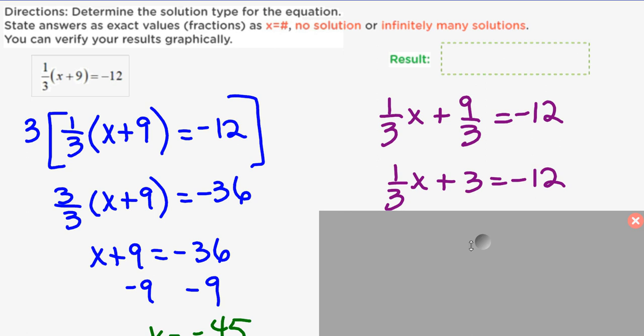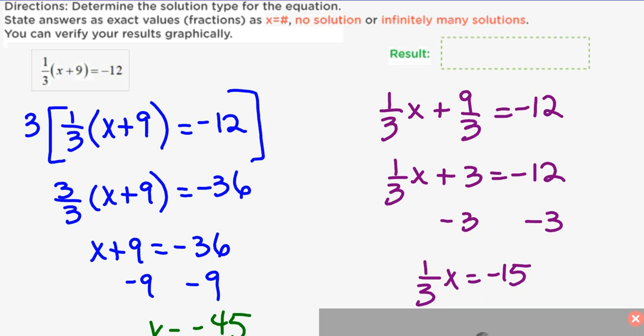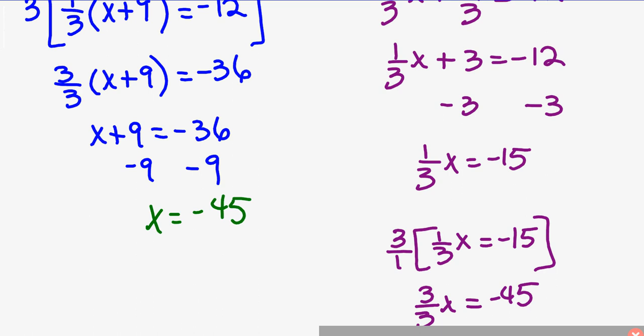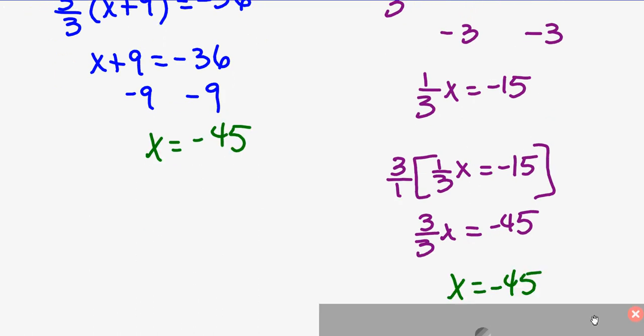You could subtract 3 from each side, and you still have to take care of that division by 3, so we would have to multiply both sides by 3, and see how you still get the final answer being your negative 45. So this one was a matter of preference. I would suggest undoing the division first and following through to solve for x, but if you choose to distribute, you'll still get the same result.